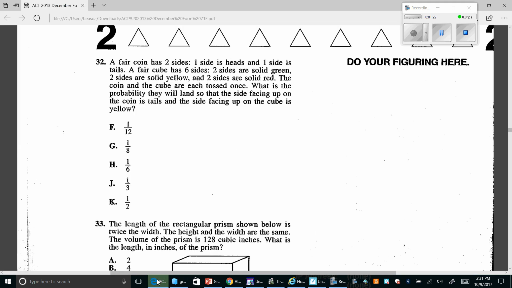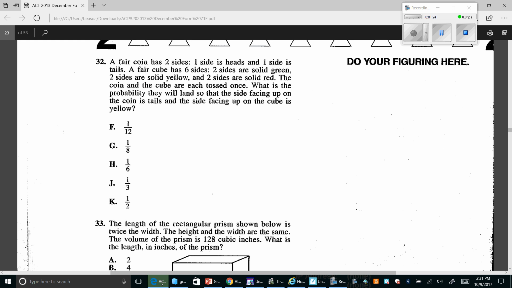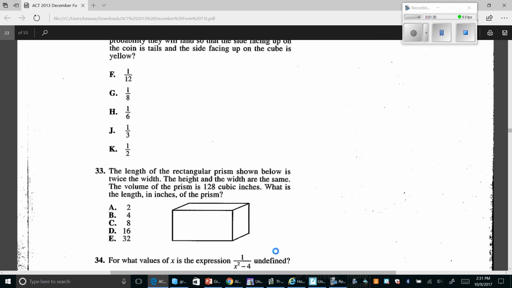So my answer to this would be H, and it won't let me circle on here. So that's why I'm going back and forth between these two. Answer for 32 would be H.